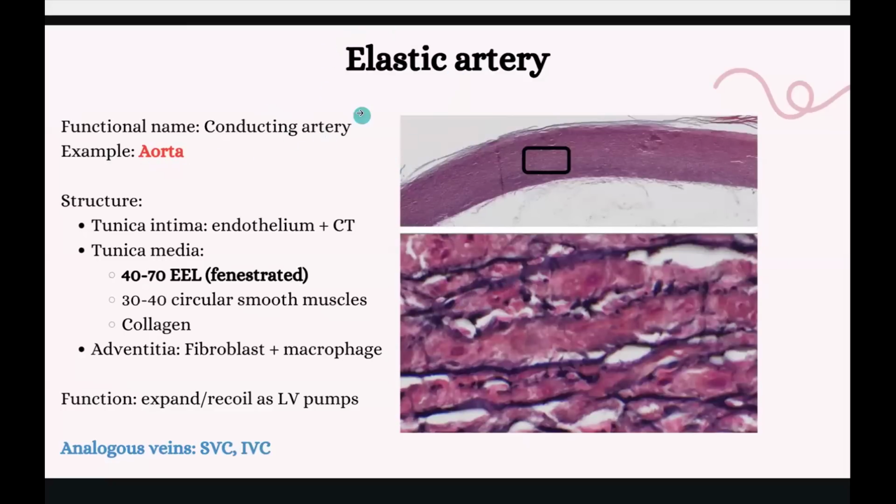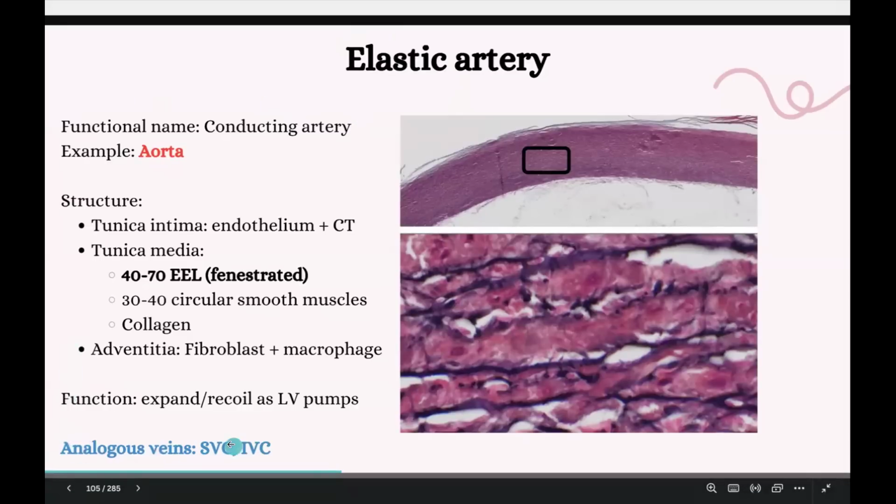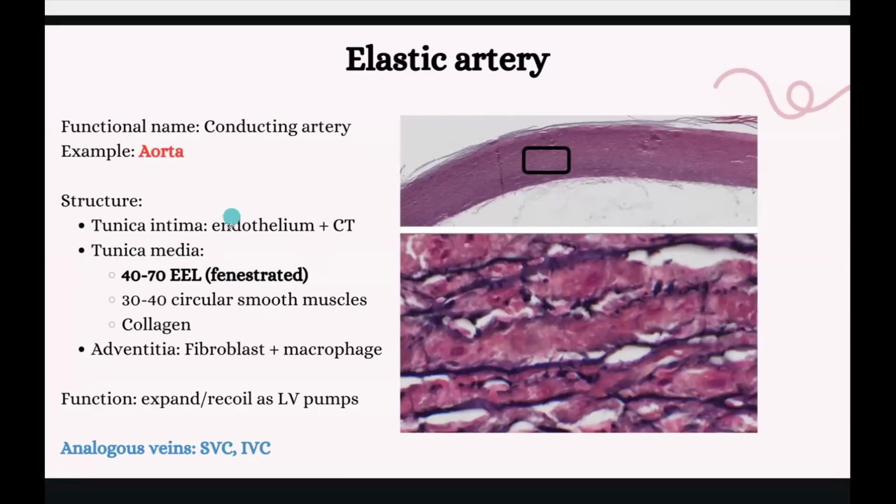You really need to remember the name of the artery, the functional name of the artery, an example of it, and then even the analogous veins. They can ask you any of these when you're identifying. So you have the elastic artery. This is, again, very characteristic because you can see elastic fibers. The tunica intima has endothelium connective tissue. And then the tunica media, you will have external elastic lamina.